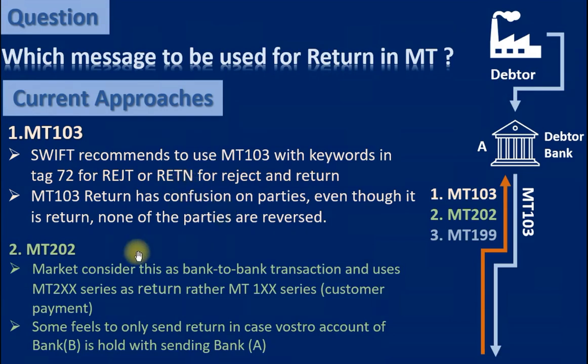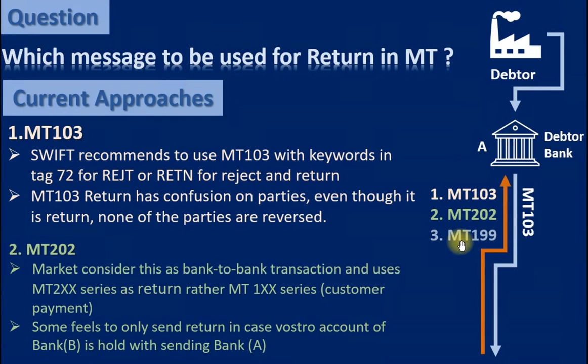The next method is MT202. The market finds that the return is happening between the two banks and is not a customer-initiated transaction. So rather than the MT1 series, they say we will use the MT2 series. That's why the most prominent one is the MT202 series, and 202 messages are used for returning a transaction from one bank to another. Another point is that some feel it is only because of the Vostro that a return is sent. In case bank A holds the Vostro account, then it makes sense, while if it doesn't, then even MT202 is not needed.